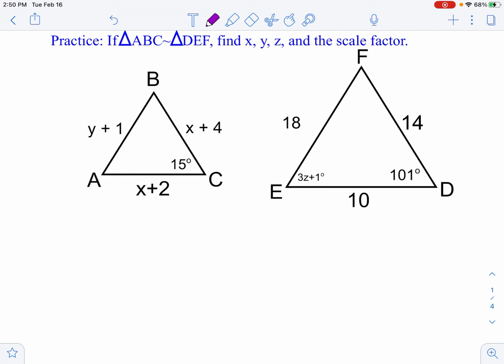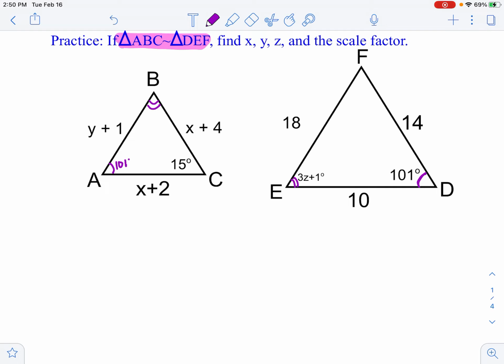Next, what we have is still a practice of what we did yesterday. This is not anything new. We're going to go through it to make sure you got it. So once again, I'm going to use my similarity statement to match up my congruent corresponding angles. Angle A is congruent to angle D. Also, since angle D is already labeled 101, I'm going to label angle A 101.